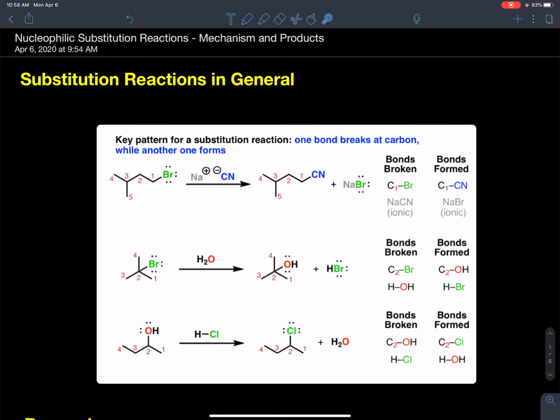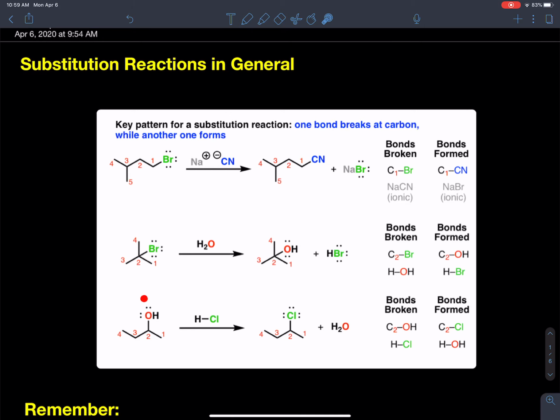In the next reaction, we're substituting C-Br with water, or OH. The product here is going to be an alcohol, a tertiary alcohol, and HBr. So the bond broken is C-Br, and the bond formed is C-OH. In the last example, I'm substituting an alcohol bond, C-OH, with chlorine. If I treat this alcohol with acid, as I showed you before in the reactions of alcohols, we can make an alkyl halide through a substitution type reaction.